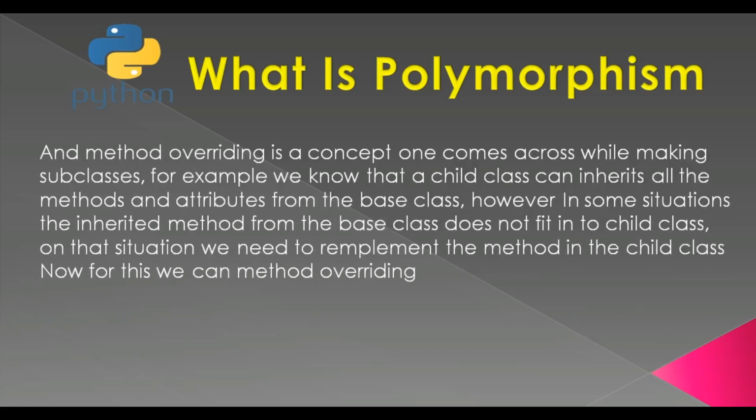Method overriding is a concept one comes across while making subclasses. For example, we know that a child class can inherit all the methods and attributes from the base class. However, in some situations, the inherited method from the base class does not fit into the child class. In that situation, we need to change that method and re-implement it in the child class. Now in this scenario we call it method overriding. Now I'm going to open my PyCharm IDE and I want to show you the practical example of method overriding in polymorphism.